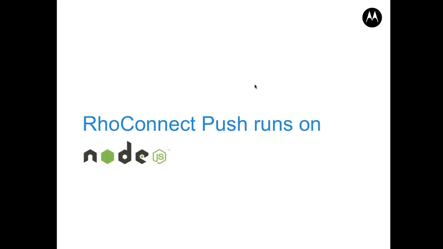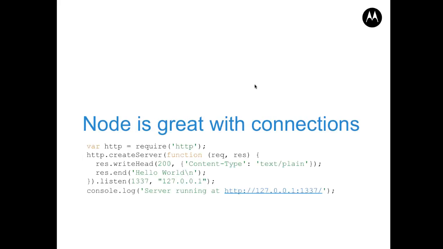So RhoConnect Push is our first service that runs on Node.js. It's a new development platform that many of you are probably familiar with. Node applications are written in JavaScript, and the RhoConnect Push server is written in JavaScript and runs as a Node.js application. So why did we pick Node.js? As you're familiar with RhoConnect, it's a Ruby application. It runs on Nginx, and we use Thin as a Ruby application server.